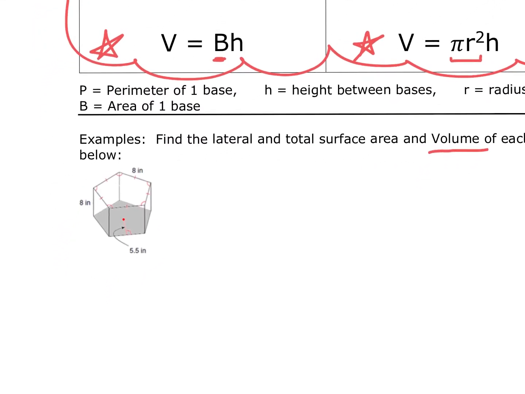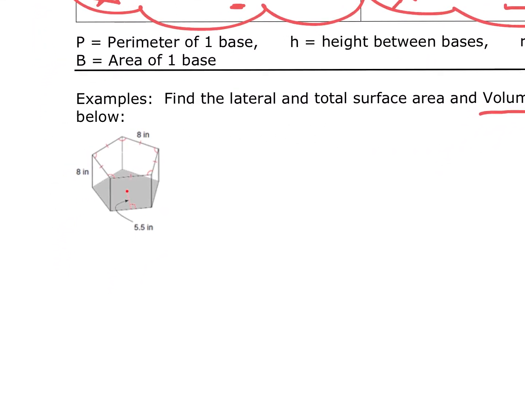Okay, so first we have to identify the shape of our base. And this is a pentagon, a regular polygon. And so the formula to find the area of a regular polygon is 1/2 the apothem times the perimeter. So this is going to be our base area. When we want to find the volume, it's the base area times the height.